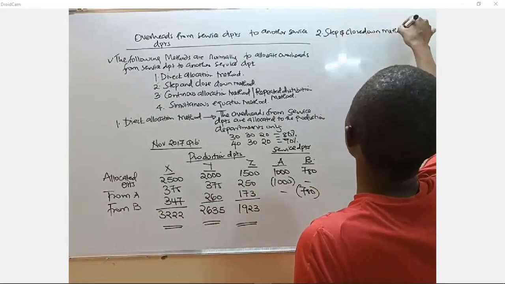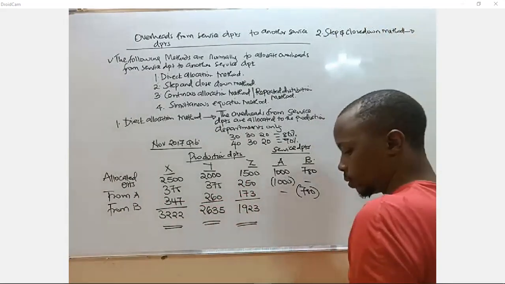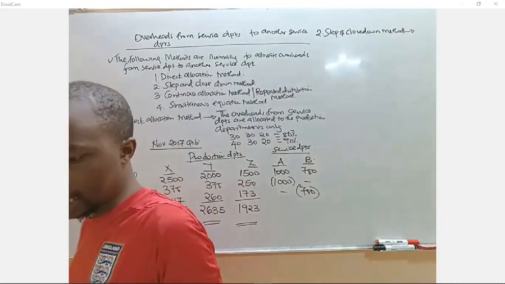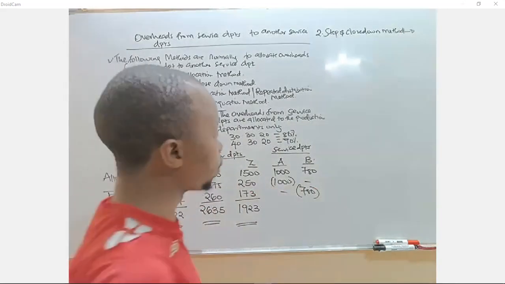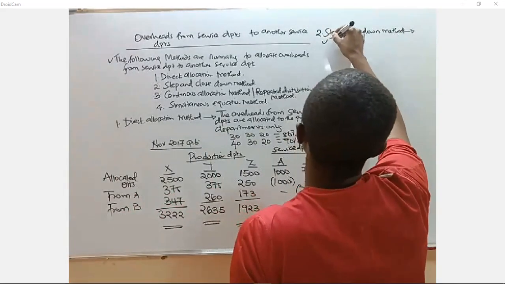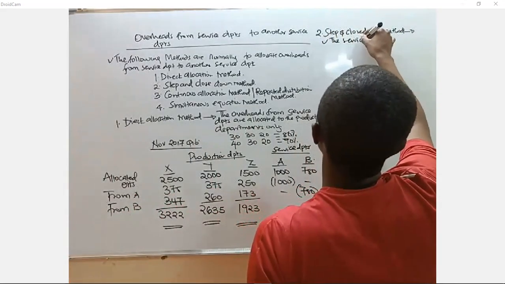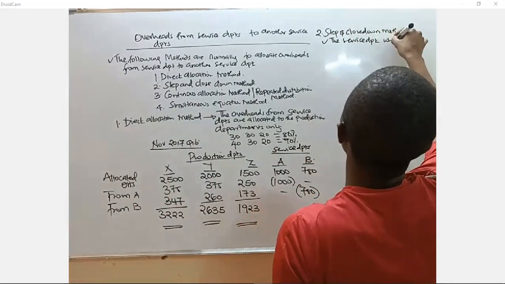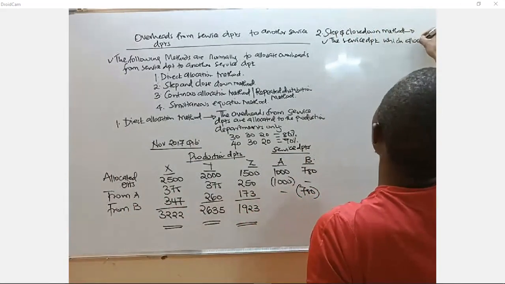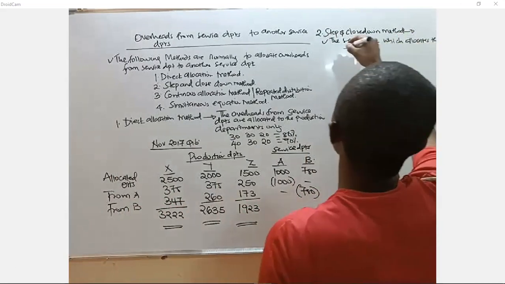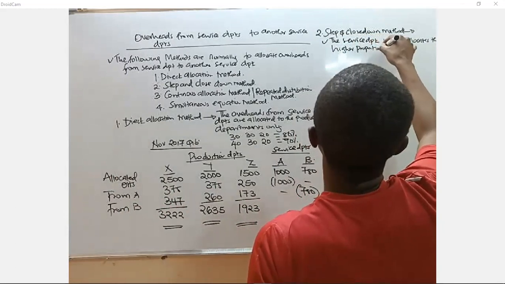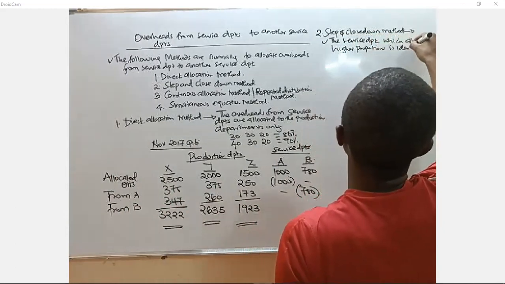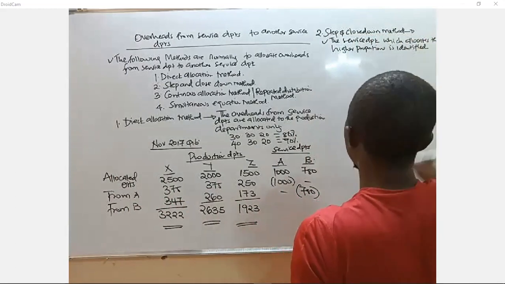Step and close down method. Iko na ujanja kidogo, right? Iko na kaujanja kiasi. When we are using the step and close down method, the service department which allocates the highest proportion is identified. You normally identify it.